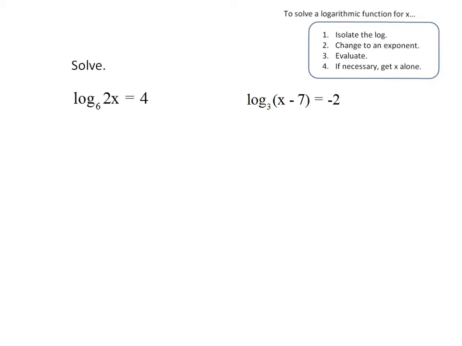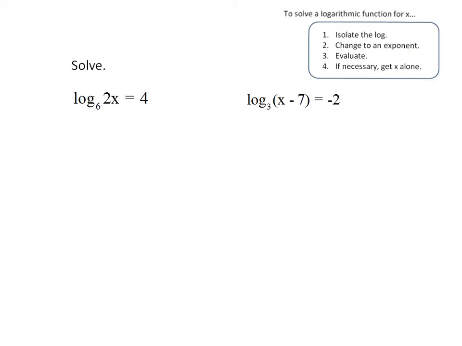Okay, so this first example says log base 6 of 2x equals 4. The first thing we need to do is isolate the log. It is isolated here on one side of the equal sign alone. The log and the base and what the log is of is all together as the log. We can't just get the word log by itself. So this is the whole thing and we're good to go.